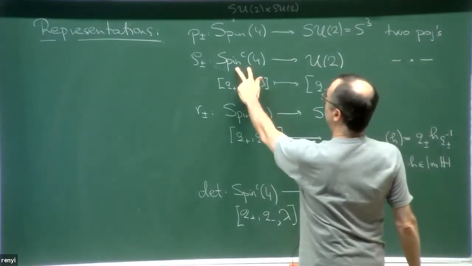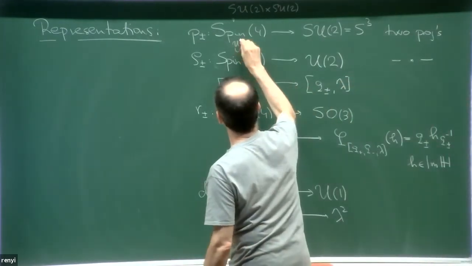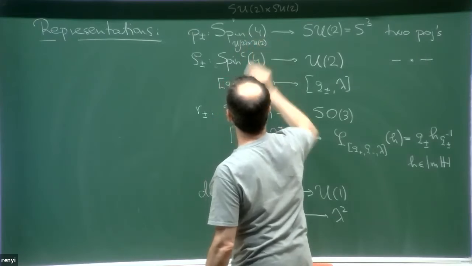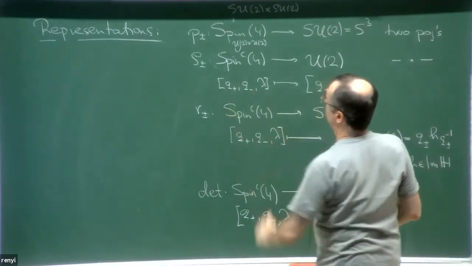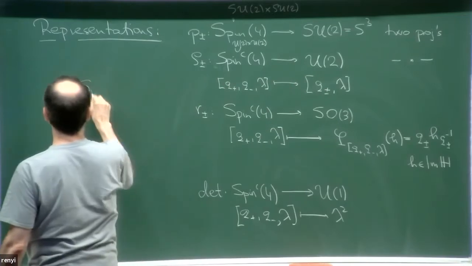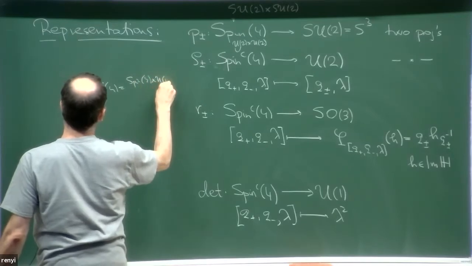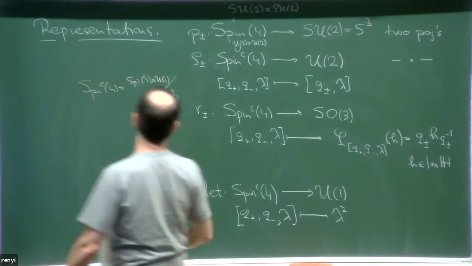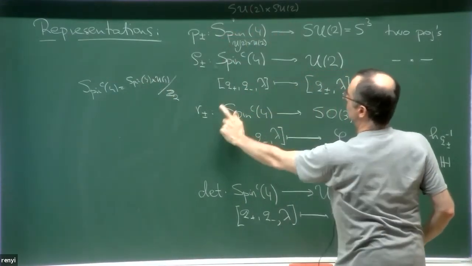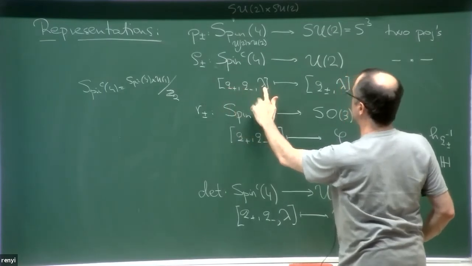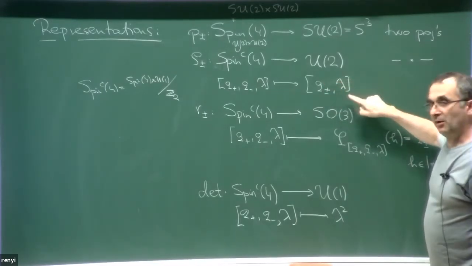Likewise, Spin^c 4 as a subgroup of U2 cross U2. It's not equal, but it's a subgroup of U2 cross U2. It has two projection maps to U2, and we can phrase it. Remember, Spin^c 4 is just Spin 4 cross U1 divided by Z2. So, as Spin 4 is a product of SU2 with SU2, we take two unit quaternions and the unit complex number, and we just associate to one of the unit quaternions and the complex number.